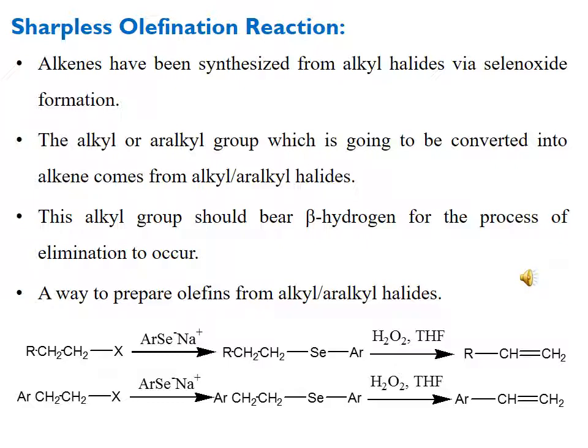Here you can see the general reaction of this Sharpless olefination method: alkyl halides are treated with aryl selenide anion. This anion is prepared from selenocyanates, and then this anion reacts with alkyl halides to form selenides. These selenides are oxidized in the presence of hydrogen peroxide in tetrahydrofuran as a solvent, and we get the alkene.